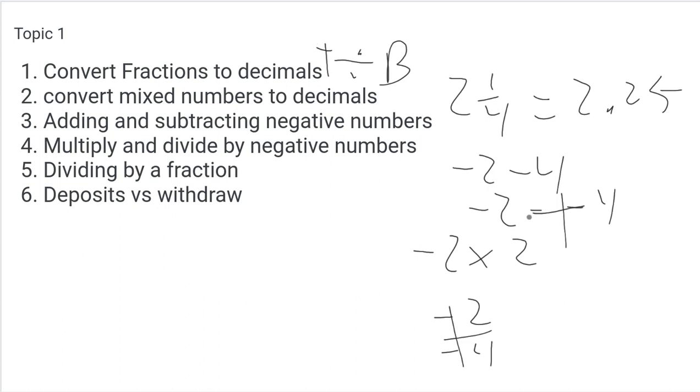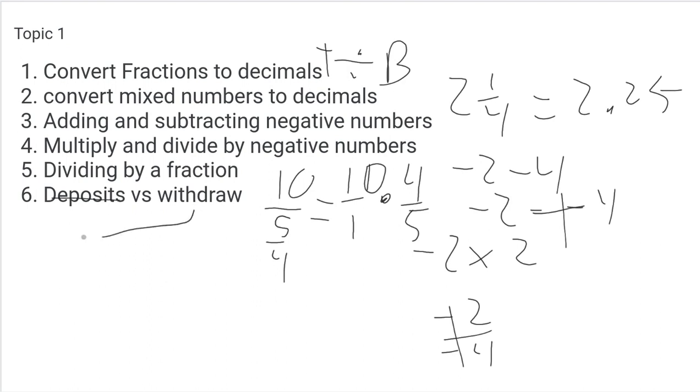And then dividing by a fraction. So let's say I have 10 over 5 over 4. That's the same as 10 over 1, change it to multiplication, and then flip. And then deposit means I'm putting money into my bank account. Withdraw means I'm taking money out.